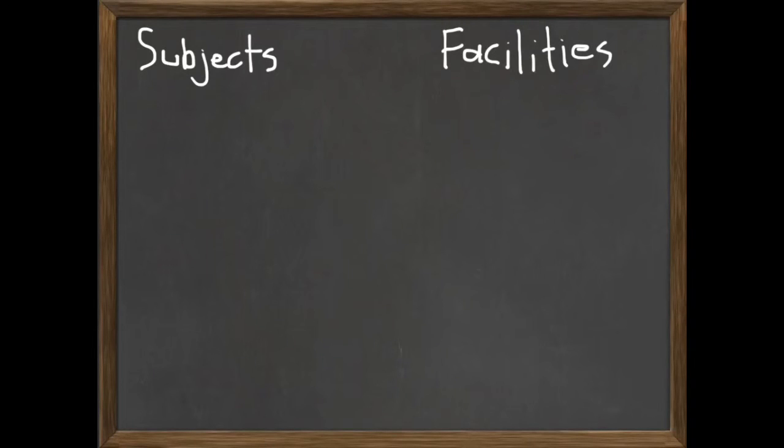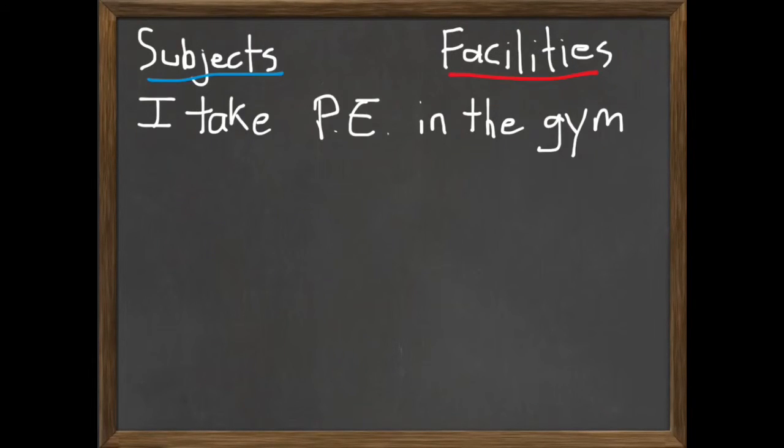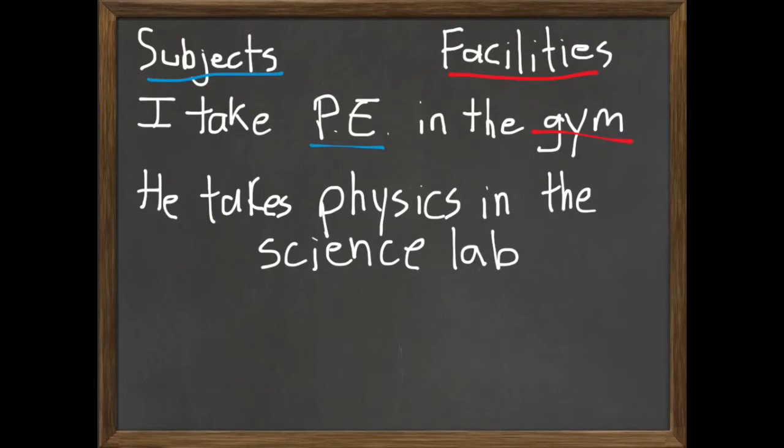So for the vocabulary, first let's look at subjects and school facilities. An example would be, I take PE in the gym. PE is a school subject. The gym is a facility. Another example, he takes physics in the science lab. Physics is a subject, and the science lab is another school facility. So let's look at the list of this vocabulary.